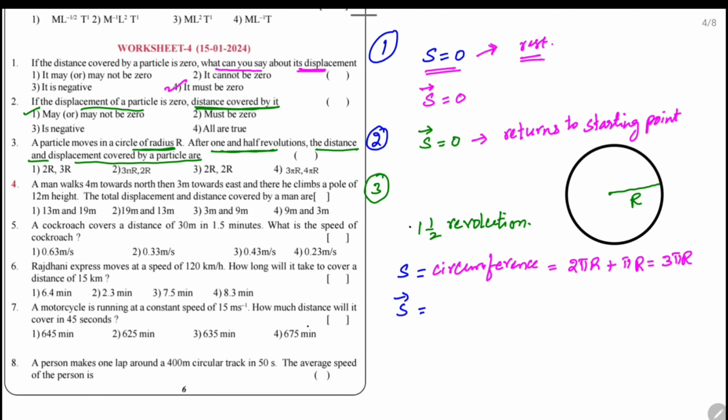Now coming to displacement. See here, the particle starts here, assume, and moves in an anti-clockwise direction. It completes one revolution, again half revolution, which means finally the particle is here. Clear? Displacement is the straight line connecting the initial point and final point. This is the straight line. The length of the straight line is 2r, which is the displacement. So the option is 2, my dear.